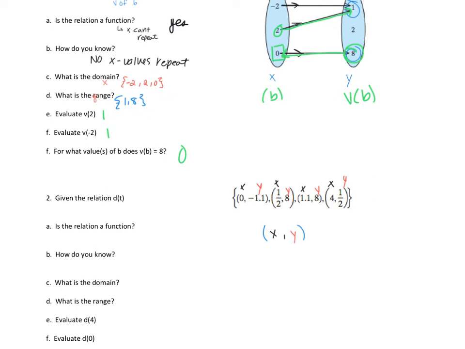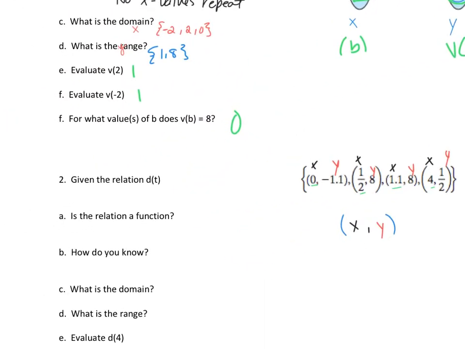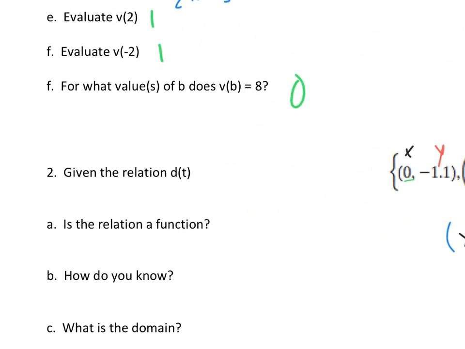So in this first example, it says, is the relation a function? Well, remember, in a function, the x values do not repeat. So let's just read our x values. Our x values are 0, 1/2, 1.1, and 4. This is a function, so we'll just say yes. And the reason is, no x values repeat.